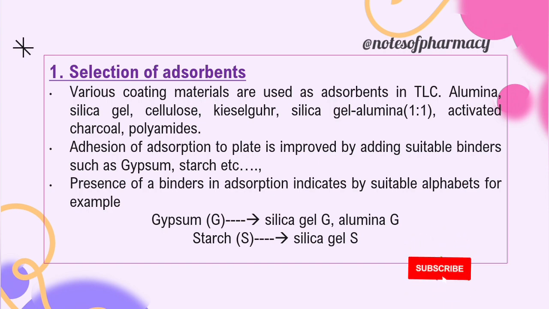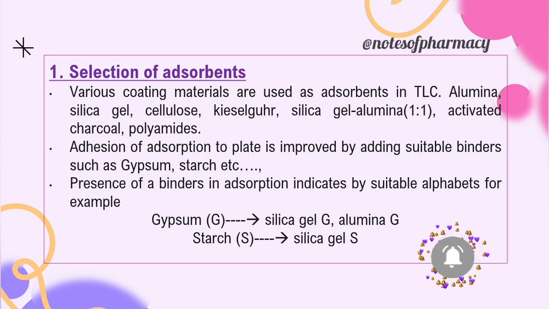Adsorbent selection is based on a few factors: chemical nature of the compound to be separated, that is acidic or basic components; solubility of components; characteristics or properties of compounds to be separated; chemical interaction of compound with adsorbent; adhesion of adsorbent to plate; and particle size of the compounds. Adhesion of adsorbent to plate is improved by adding suitable binders such as gypsum, starch, etc.